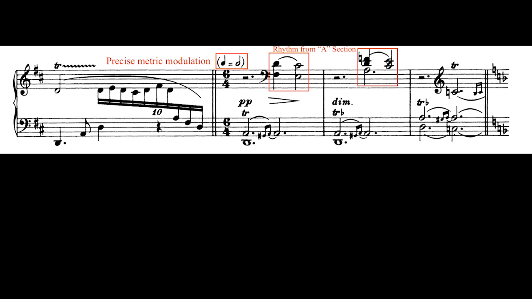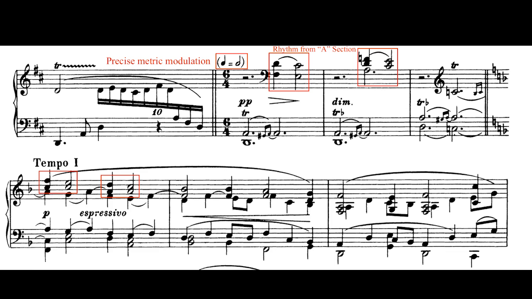Then there's another very interesting rhythmical detail which usually is ignored in performances of this piece. Brahms marked a very precise metric modulation here at the end of this section in the transition back to the opening section. And you can see that he is using the rhythm, the quarter half note rhythm, of the A section, the beginning of the A section. That's supposed to help tie us back into that recap.